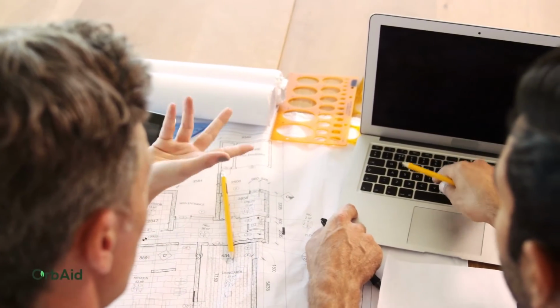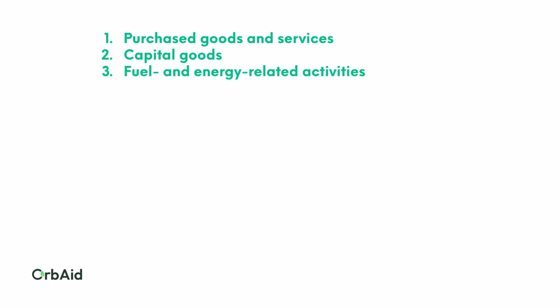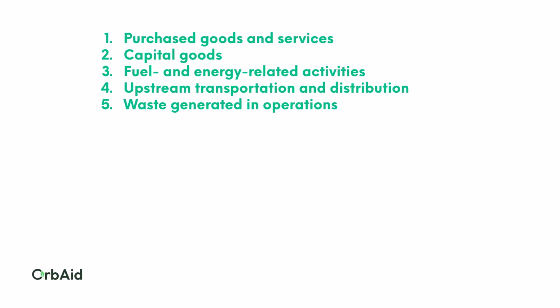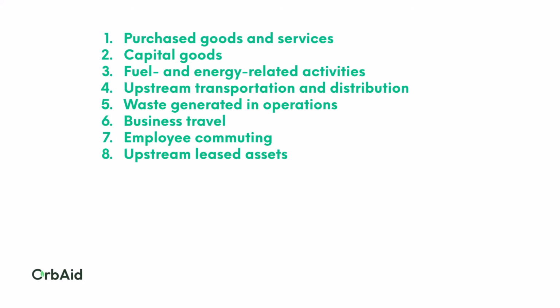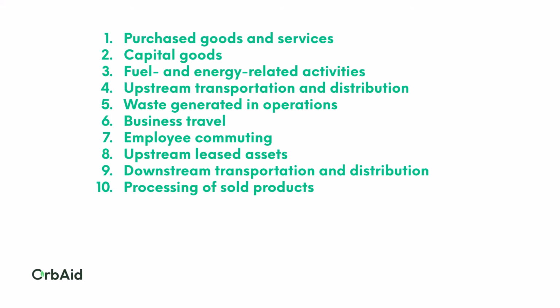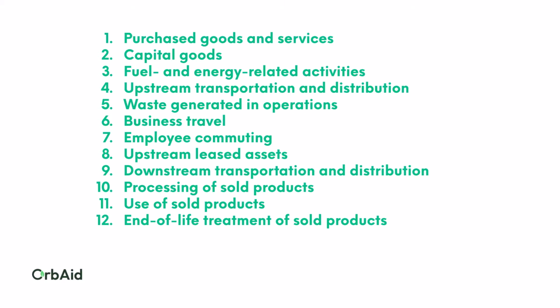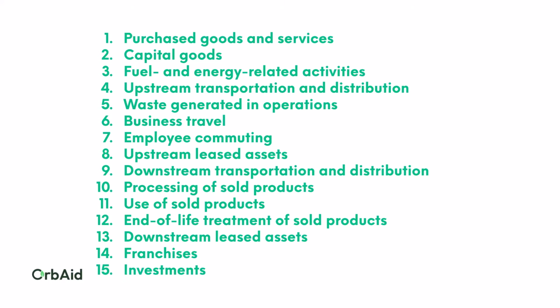The 15 categories of Scope 3 emissions are as follows. Number 1, purchased goods and services. Number 2, capital goods. Number 3, fuel and energy-related activities. Number 4, upstream transportation and distribution. Number 5, waste generated in operations. Number 6, business travel. Number 7, employee commuting. Number 8, upstream leased assets. Number 9, downstream transportation and distribution. Number 10, processing of sold products. Number 11, use of sold products. Number 12, end-of-life treatment of sold products. Number 13, downstream leased assets. Number 14, franchises. And lastly, number 15, investments.